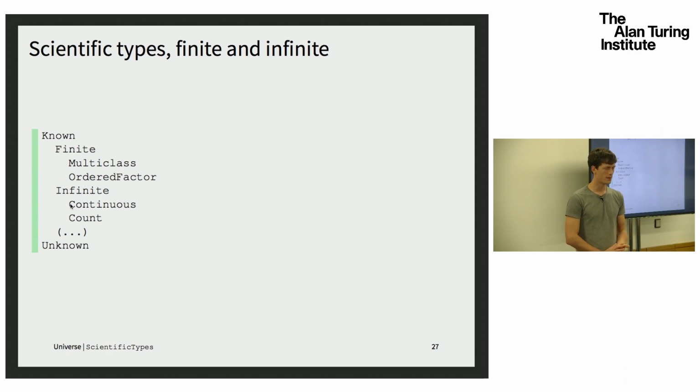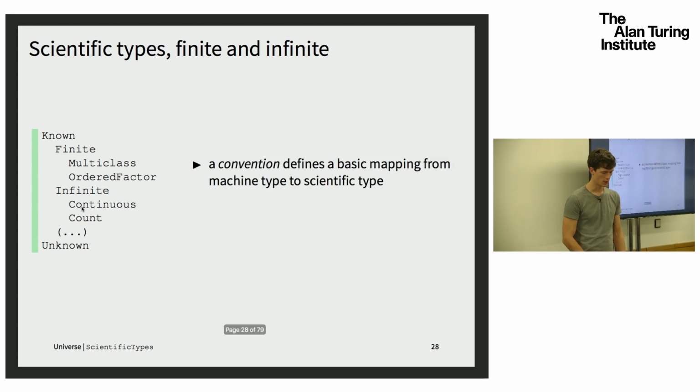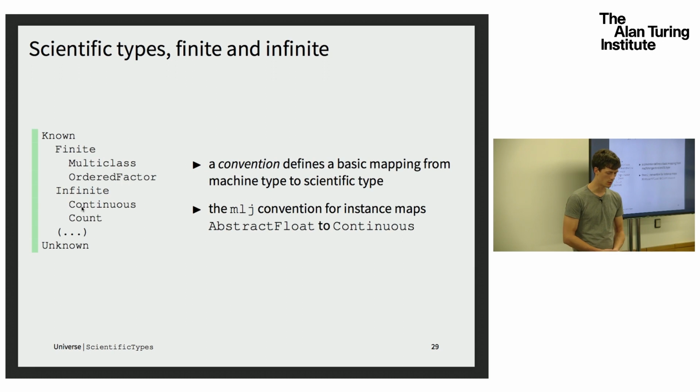You might think that there can be a one-to-one relationship between the two, right? For instance, if you are given a floating point value, say 3.14, it might seem natural to automatically go to continuous. And that would be encoded in a so-called convention. A convention defines a basic mapping or a basic guess, given a machine type, of what should be the scientific type. For instance, the MLJ convention, which is the only convention present at the moment, but you could define other ones, maps an abstract float to continuous, which is what would be the intuition.